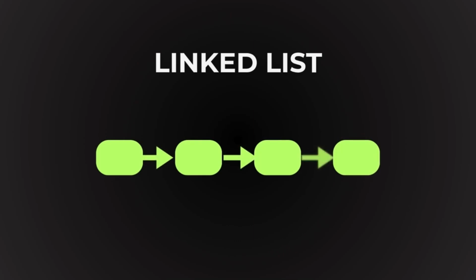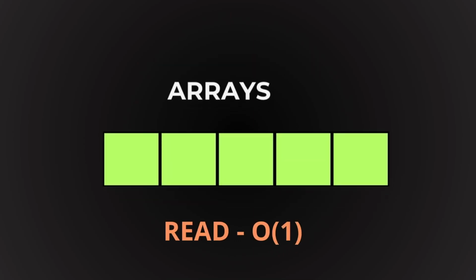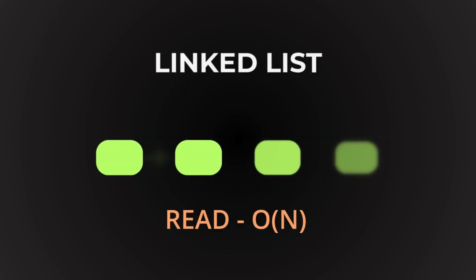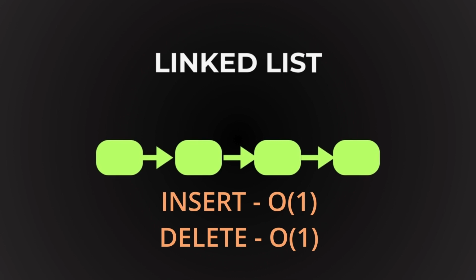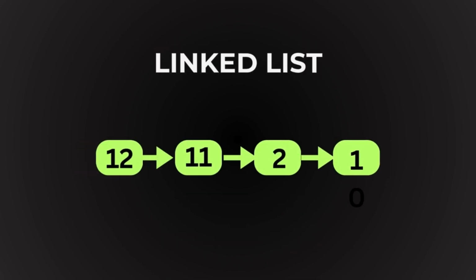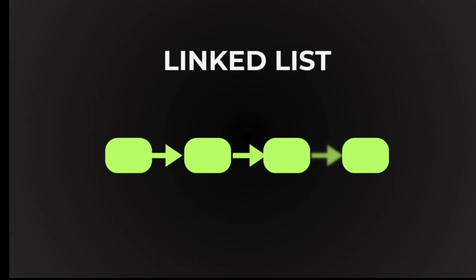Linked lists. While arrays were fast at reading elements and a bit slower at inserting or deleting, linked lists are a bit slower at reading elements but fast at inserting or deleting. Linked lists are similar to arrays in that they also store ordered lists of data elements. However, a huge difference is in the way they are stored in memory.